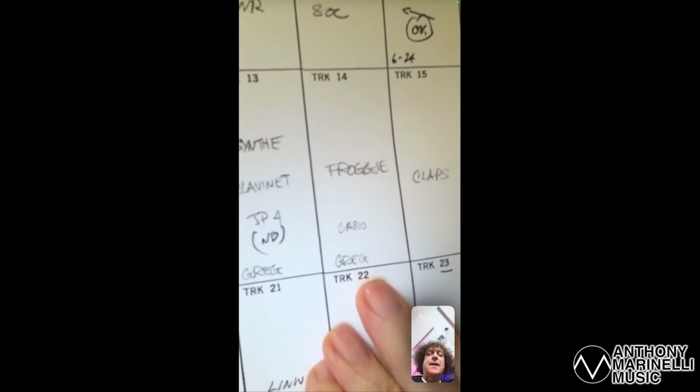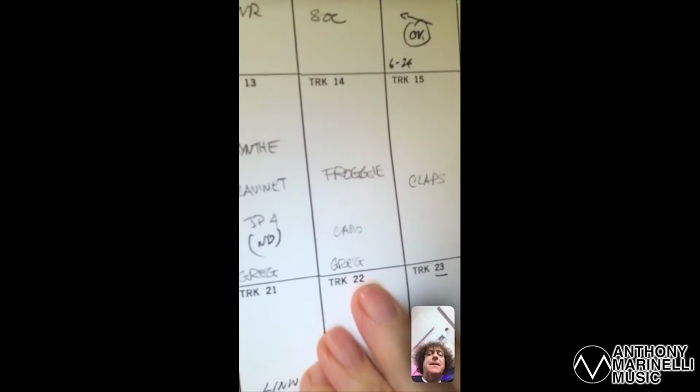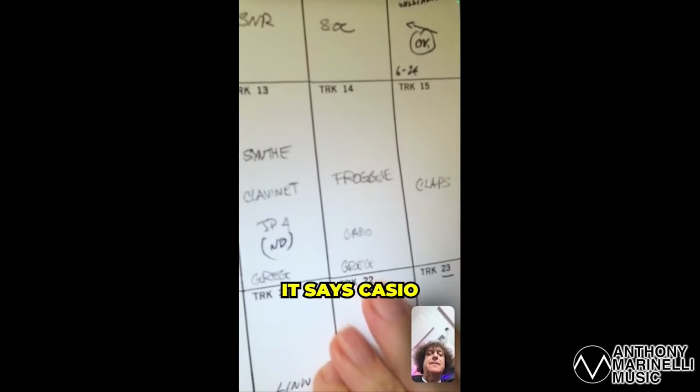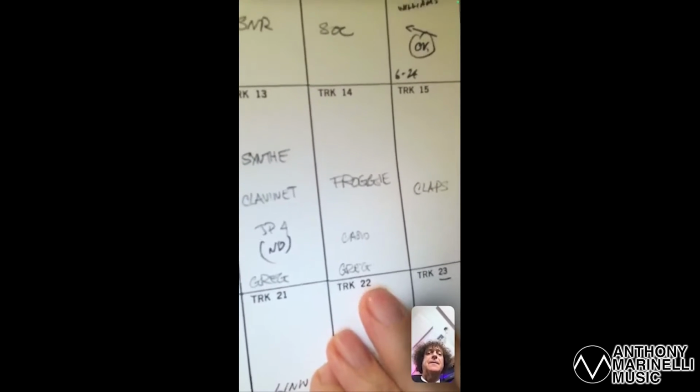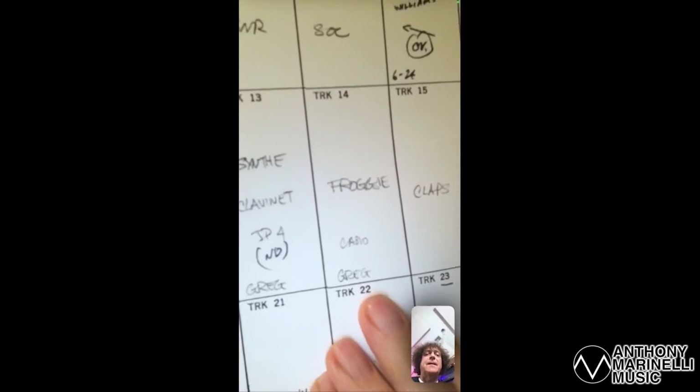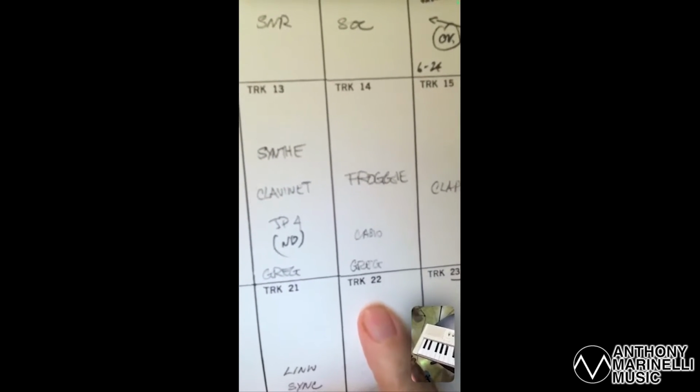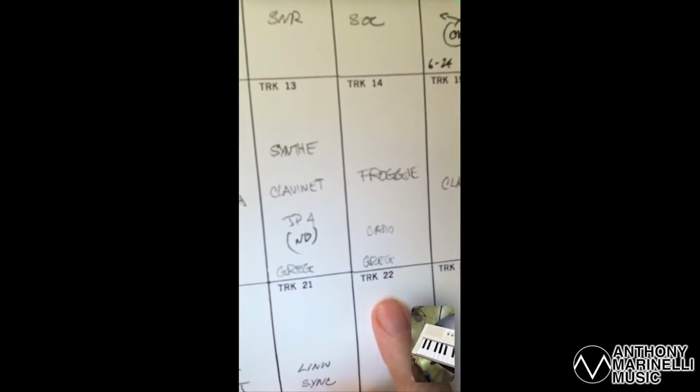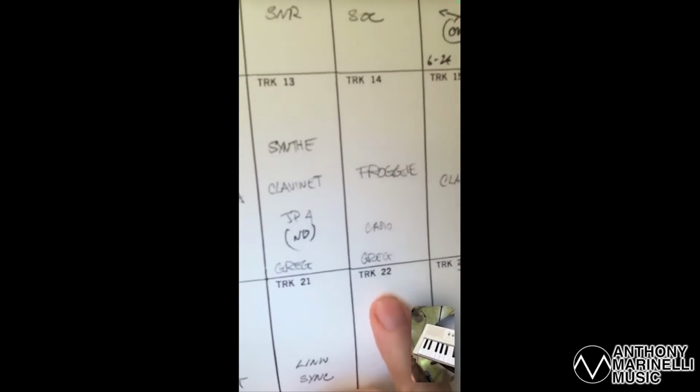It says Froggy. And what does it say down below there? It says Casio, and below that it says Greg. Casio Greg, and that's on track 14. Right next to the claps, and it says Casio and Greg, which stands for Greg Fillinganes, who played the sound. That recording sheet showed that on track 14 of the Thriller multi-track tape, there was a Casio using the Frog preset, and that it was played by Greg Fillinganes.